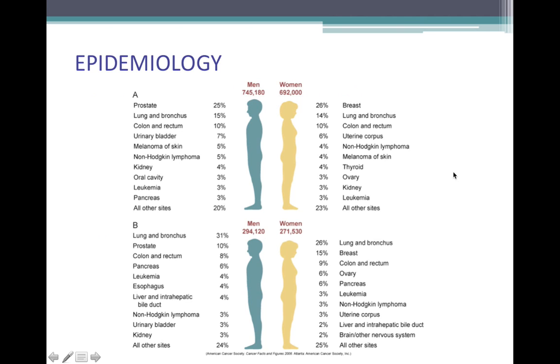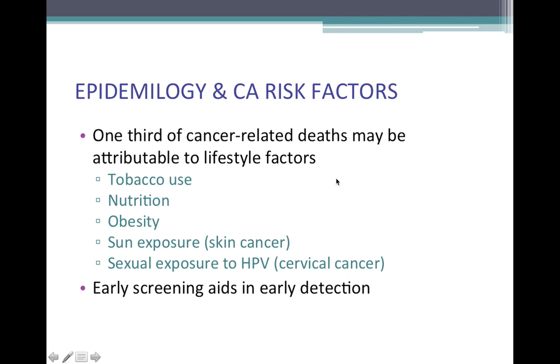Now, what this slide shows is just some interesting epidemiology of cancer. So if you guys get some time, take a look at some of these different percentages. So 25% for males for prostate cancer, and 31% for lung and bronchus cancer in men. So some of these cancers are pretty common, but this is an interesting thing to look at and get a sense of which ones are more or less common than others.